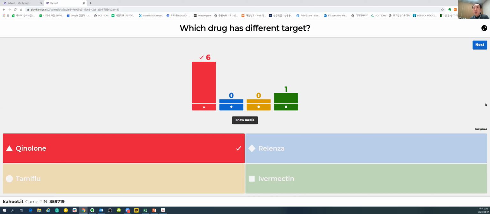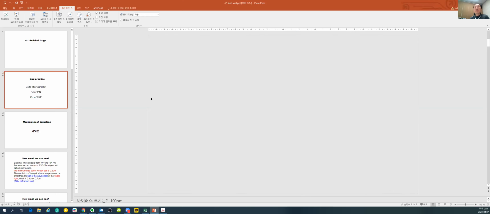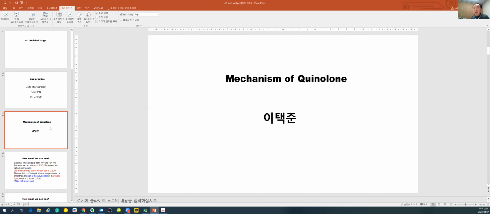But anyway, three of these drugs are working against the virus, and this one is working only for bacteria. So today we are going to hear Tekjun's presentation, continuing from last week, to figure out the mechanism of quinolone. Tekjun, are you ready? Yes. Okay, go ahead.